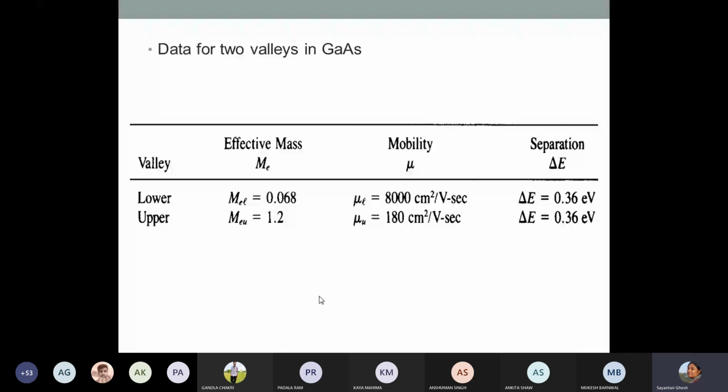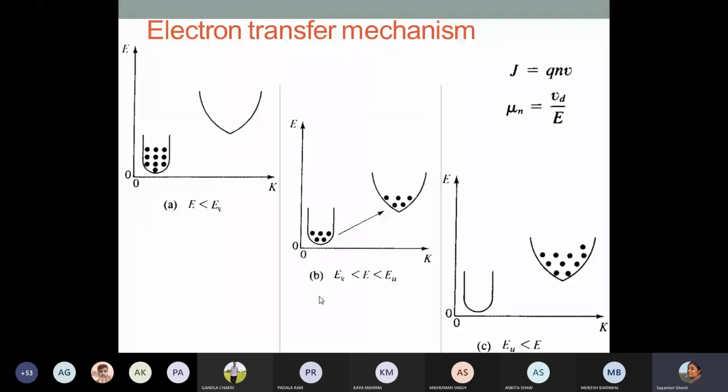So what happens when I start increasing the voltage across such a device and go on applying higher and higher energy in such a device? To begin with, the electrons from the top of the valence band, with a little bit of energy, cross the barrier and come to the lower valley. Okay, so they reach the lower valley.